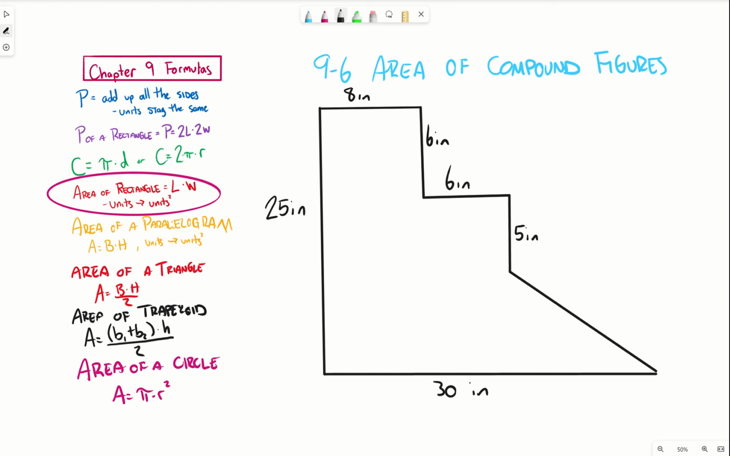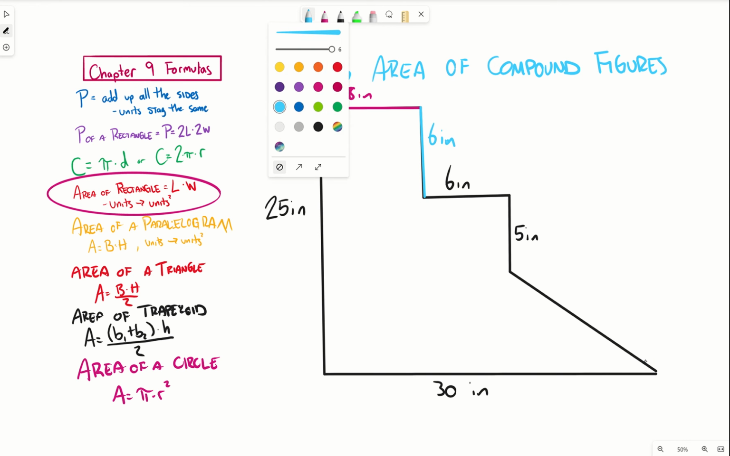We know lots of measures. We know that this right here is actually, hold on, let me do some coloring here because we all love good coloring. So we know this top here is 8 inches. Okay, we know that this side here is 6 inches.